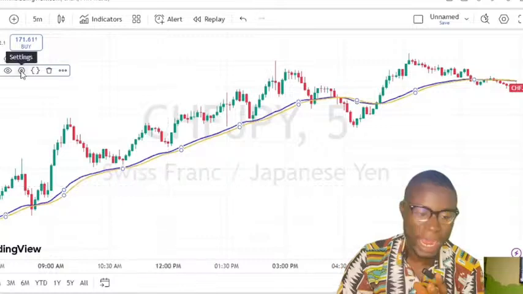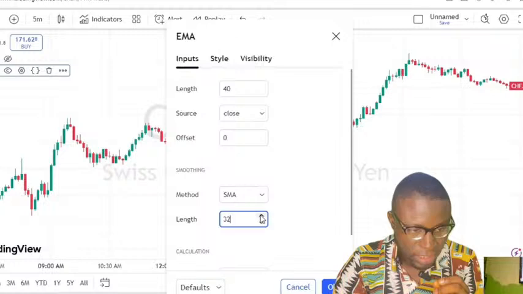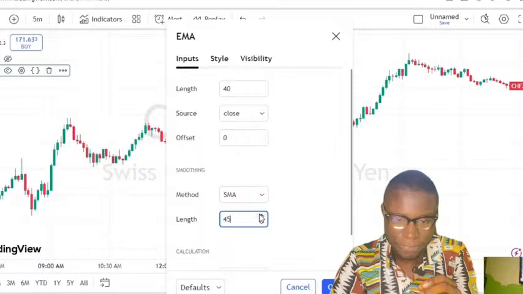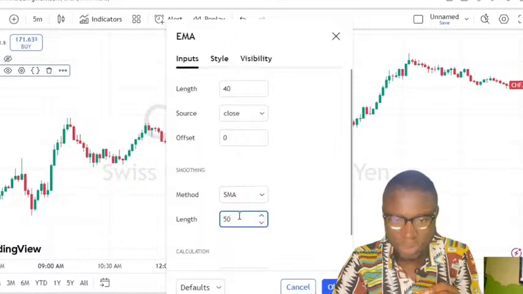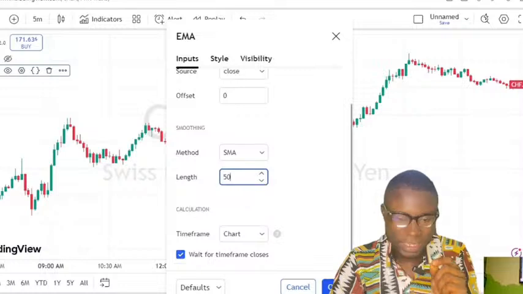One more thing. You have to increase the length to 50. Remember the other one is 40, but this one here is 50. Make sure you increase it to 50. Then click done. That is it.